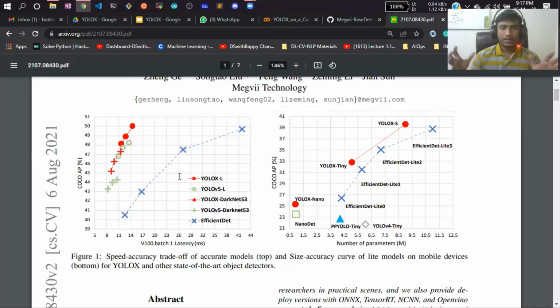See the architecture, how they have developed it. If you see the architecture, they have made some modifications compared to YOLO or other models of the YOLO family. But these are quite good.